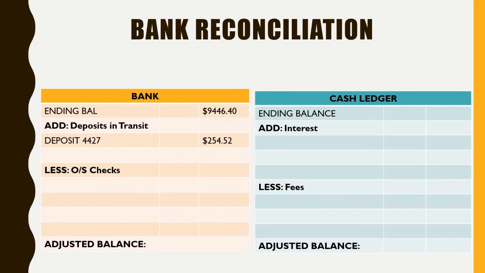You don't need to take your ending balance and add your deposits right away. It's optional, but just know that once you get that new balance, you're going to subtract out your outstanding checks and then you get your new balance. But I like to do it all in one go. I'd rather collect the information and then just calculate straight through. So in this case, I have $254.52. That is going to be a deposit that is outstanding.